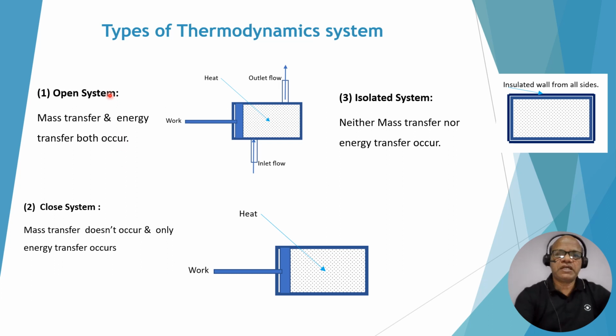The types of thermodynamic system are open system, closed system, and isolated system. In an open system, there is a flow of gas. You can see flow in and flow out, and also there is heat energy transfer. In a closed system, there is no flow of gas, so mass transfer doesn't occur, only transfer of energy. In an isolated system, neither mass transfer nor energy transfer occurs.